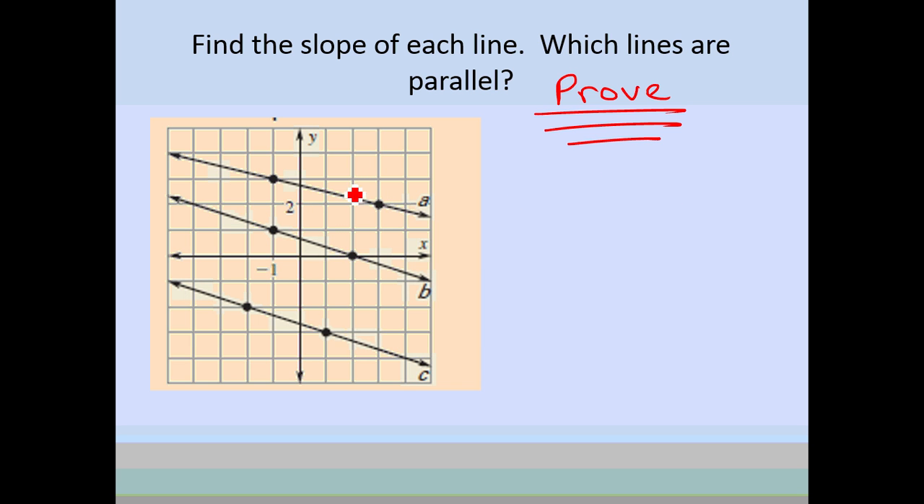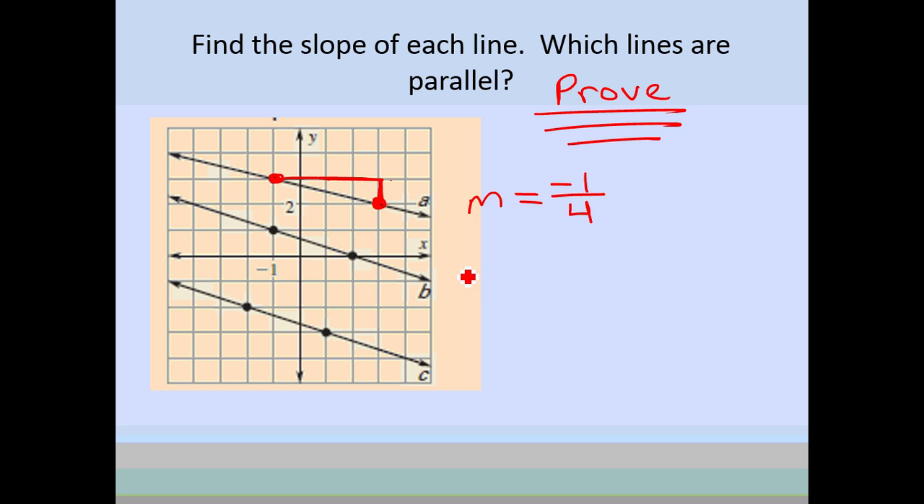The slope of this first line right here. Take a look at your rise and your run. Taking a look at these two coordinates, because I started at this coordinate and went to this coordinate, my rise was a -1. My run is in a positive direction, so my run would be 1, 2, 3, 4. So your slope is -1/4.